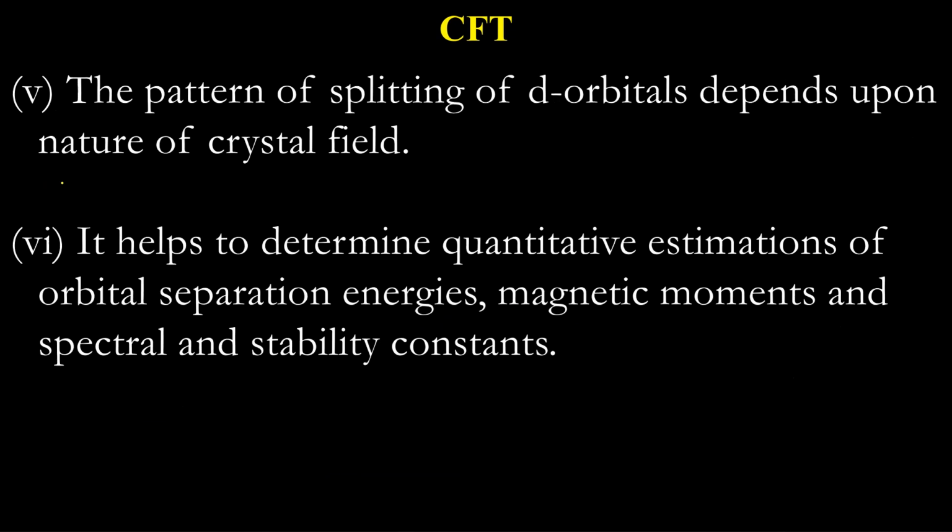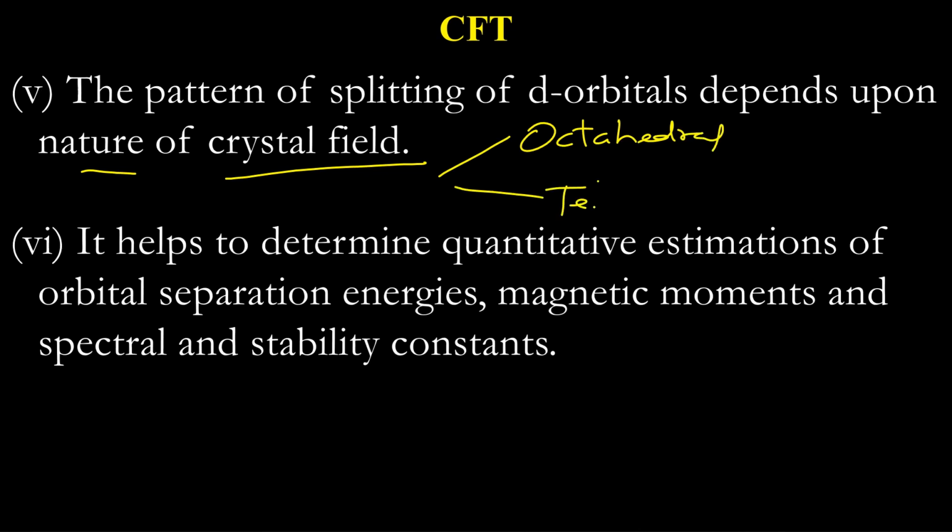The pattern of splitting of d orbitals depends upon the nature of the crystal field. Crystal fields are of 2 types. One is octahedral, the other one is tetrahedral. Now it is easy to understand if you understand it for the octahedral field. For the tetrahedral field, it will be just the opposite.